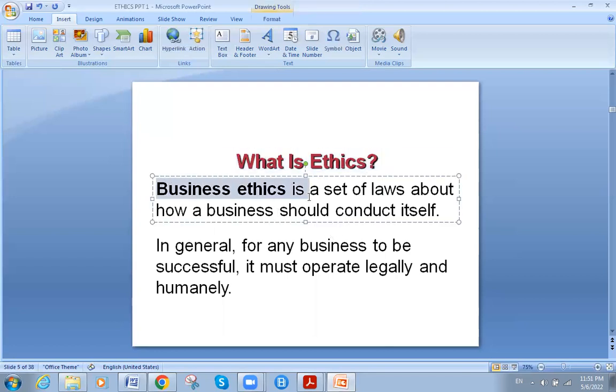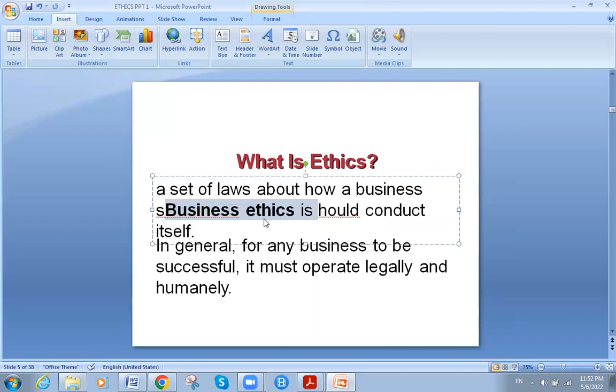As long as we talk about ethics, as I said in the previous lecture, we now talk about business ethics, which is a set of rules about how business should be conducted.